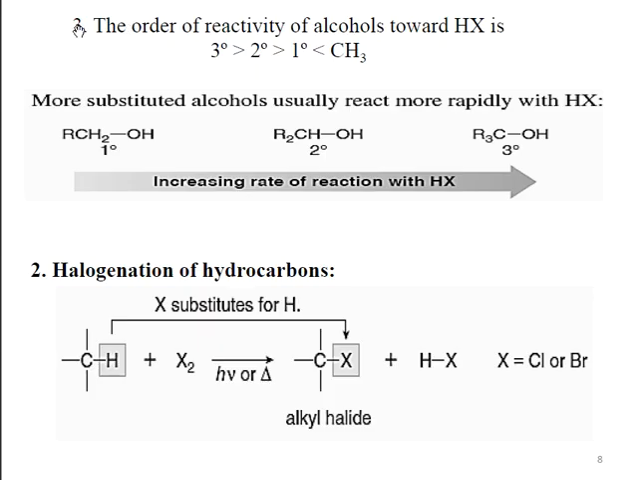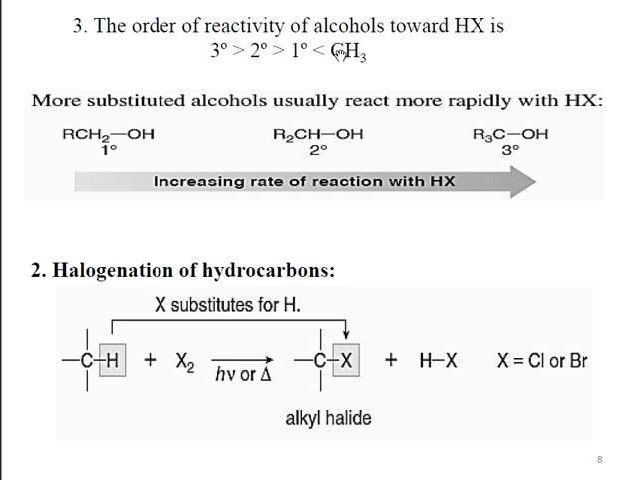And the third one, the order of reactivity of alcohol toward HX. What does the order of reactivity mean? It means the speed of reaction. For the tertiary alcohol, the reaction will be very fast, maybe finished within 5-10 minutes. And the secondary alcohol, then the primary at the end, takes a long time for the reaction, maybe 1 hour, 2 hours, maybe 24 hours, like that.